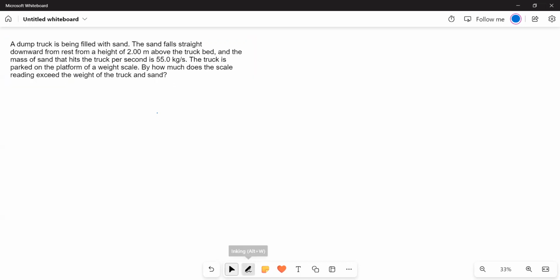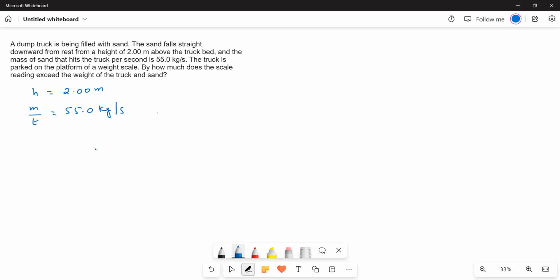Okay. Now, first, try to understand the problem. The sand falls straight downward from rest. So initially it is at rest, and then height h is 2 meters. h is equal to 2 meters. Okay, and then m by t is equal to 55 kilograms per second.